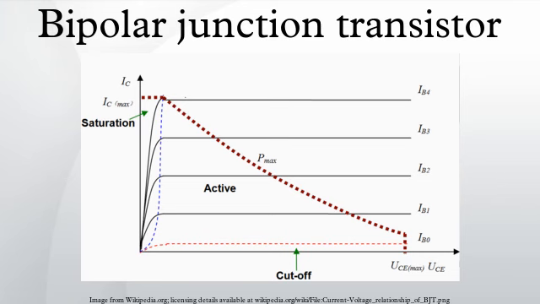Base width modulation. As the collector-base voltage varies, the collector-base depletion region varies in size. An increase in the collector-base voltage, for example, causes a greater reverse bias across the collector-base junction, increasing the collector-base depletion region width, and decreasing the width of the base. This variation in base width often is called the Early effect after its discoverer James M. Early.